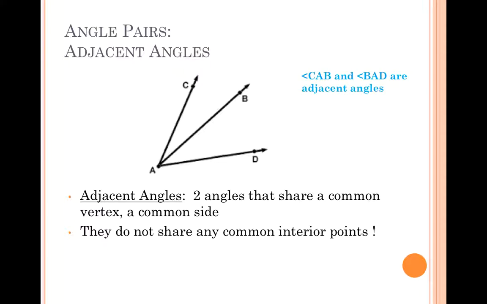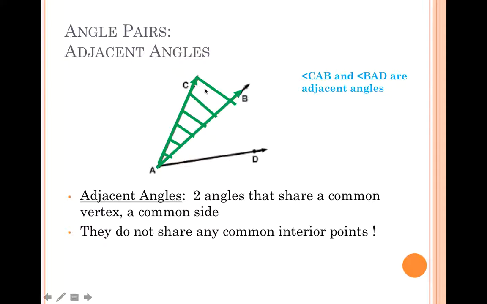So like, for example, angle CAB and angle BAD. I like to name my angles fun things. So angles CAB and BAD are adjacent angles because they both share vertex A, they're both right next to each other, and they don't share any interior points.